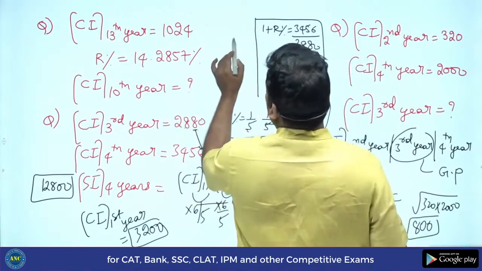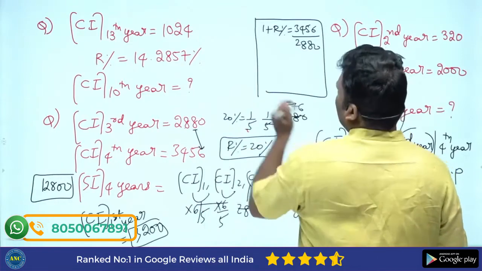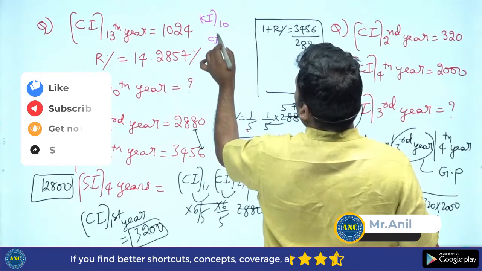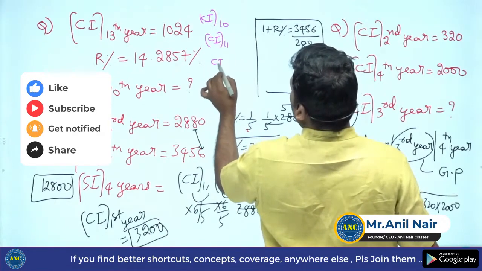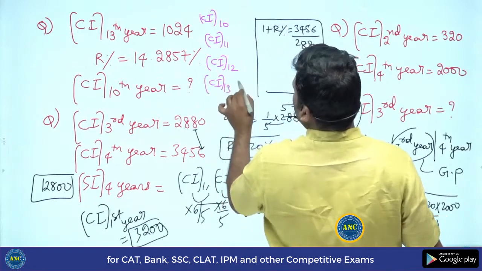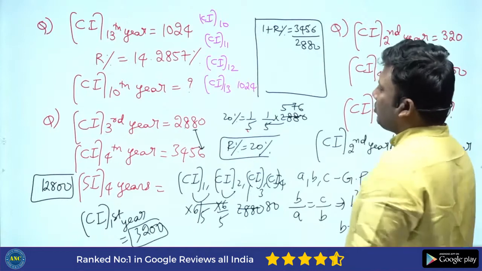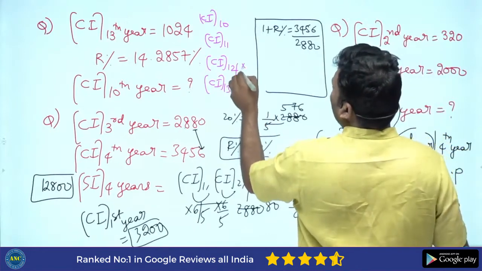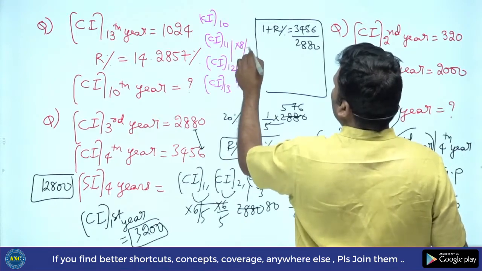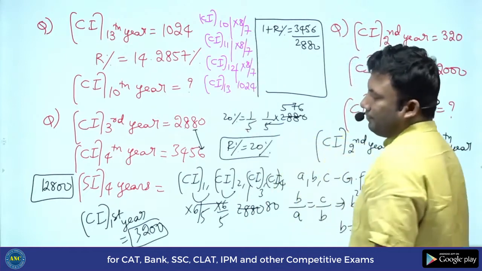It is the 13th year. I will use a different color, sir. So these are CI for 10, CI for 11, CI for 12 and CI for 13. CI for 13 is 1024. So from here to here, the scaling factor will be 8 by 7, from here to here it will be 8 by 7.